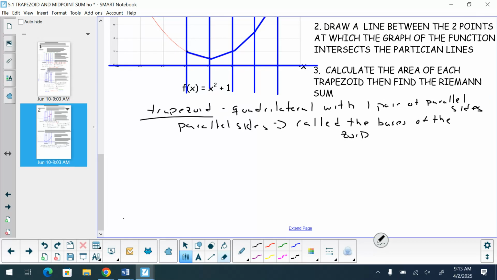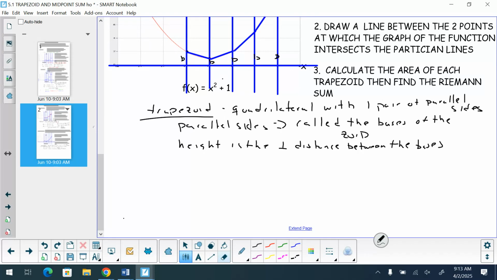Well, now we're going to flip that around. These here are going to be your bases, because they are the parallel sides. The height is the perpendicular distance between the bases.